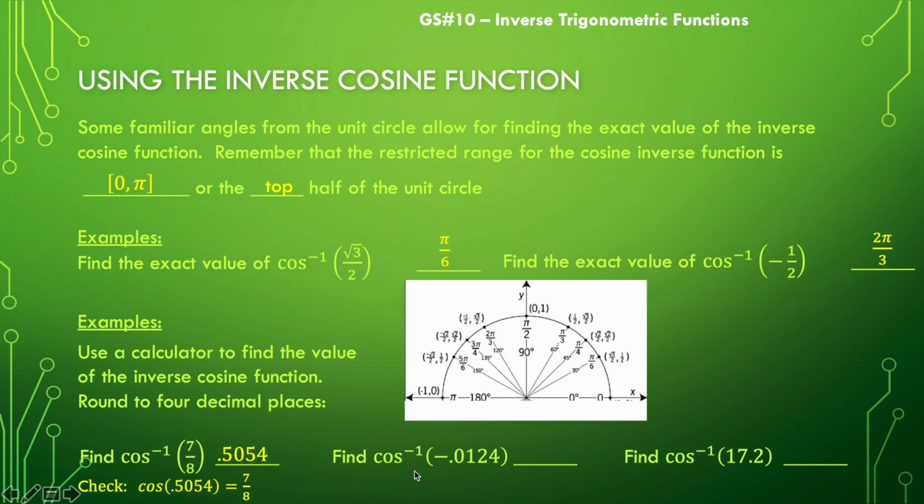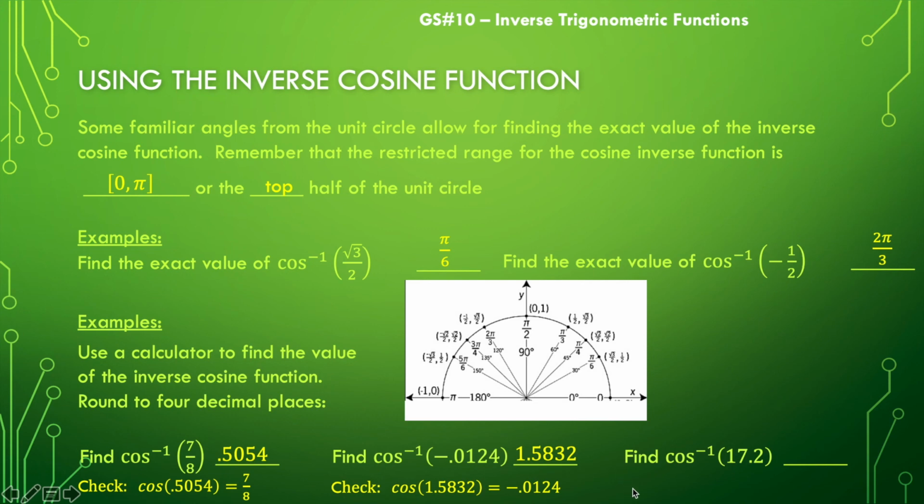So cosine inverse of -0.0124. Well, we just, again, crunch this in our calculator. Second cosine, negative 0.0124, gives us a result of 1.5832 radians. Again, worth it to check. Cosine of 1.5832 radians should equal negative 0.0124. Does it? Check it in your technology and make sure.